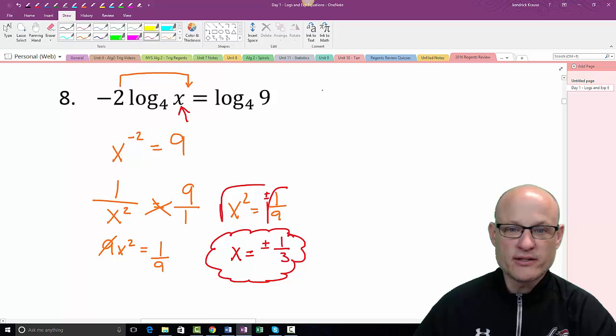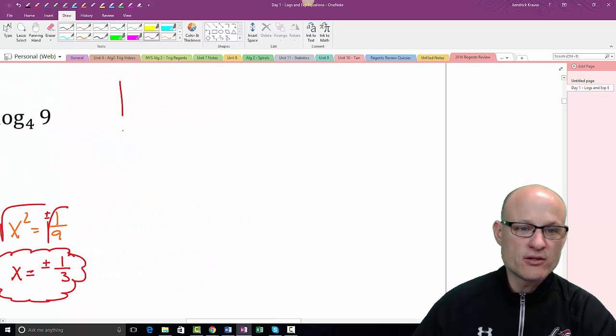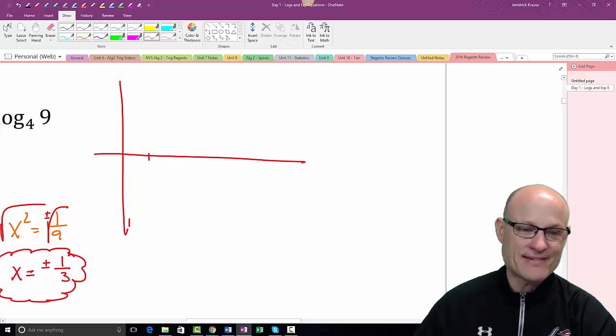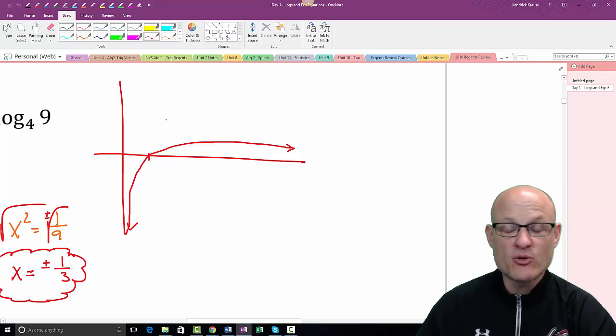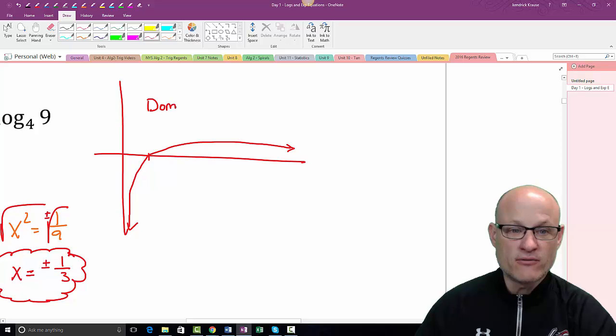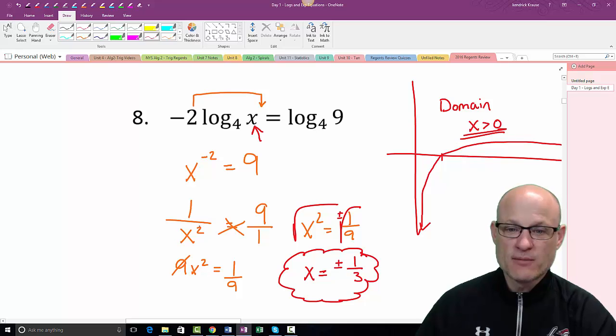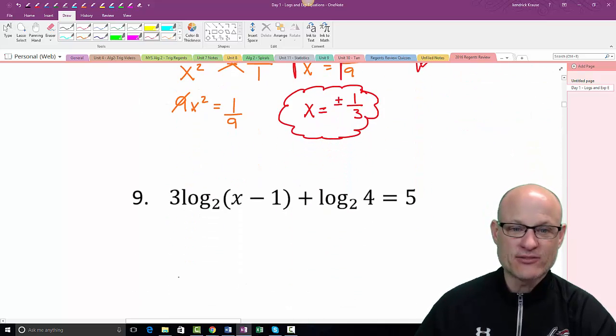If you remember correctly, the graph of a logarithm goes to the point 1, 0, and it's asymptotic to the y-axis. So it kind of looks like this, right? A general logarithmic equation looks like this, which means the domain of a log function is x is greater than 0, which means you can't take the log of a negative number. Therefore, my only answer to this one is positive 1/3. So the answer to this one is 1/3.